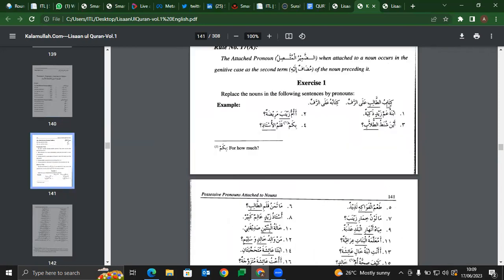Replace the nouns in the following sentence by pronouns. We're saying ابنة عمي زيد ذكية. Okay, we're supposed to replace that noun with pronoun, right? Yeah. Okay, so give it a try. So Ibnatu Ammi Zaidin Zakiyatun.